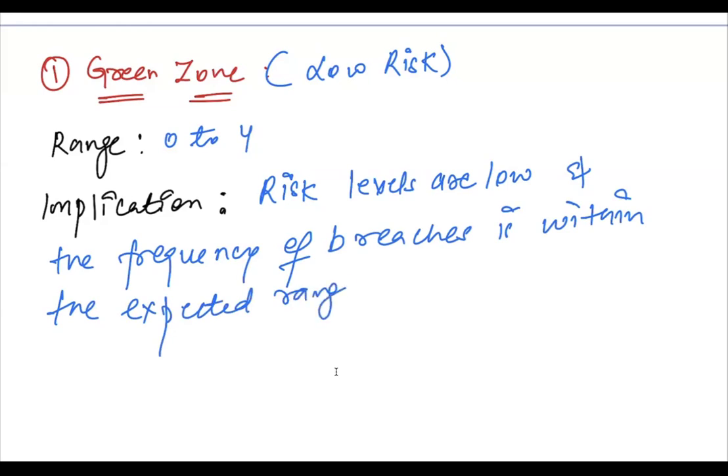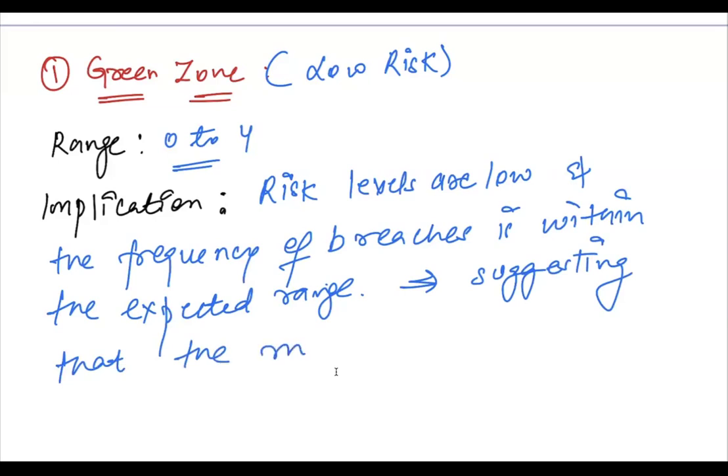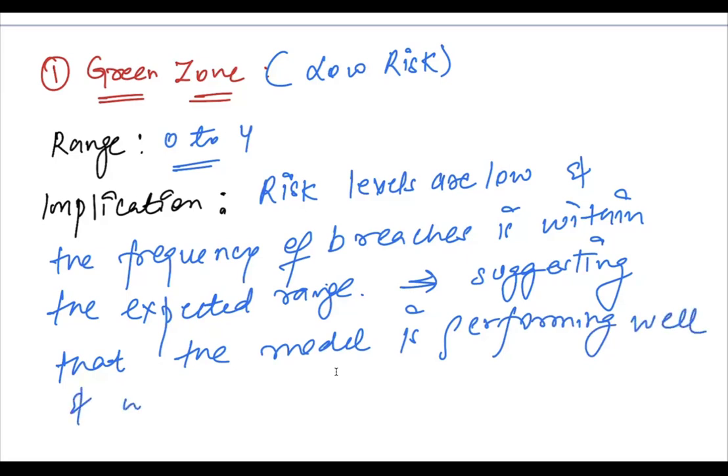What is the expected range? It is nothing but 0 to 4. Okay. Suggesting that the model is performing well, and is within acceptable limits.